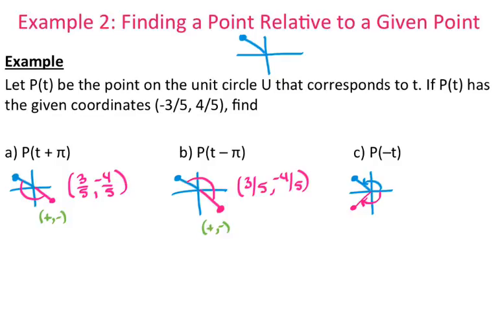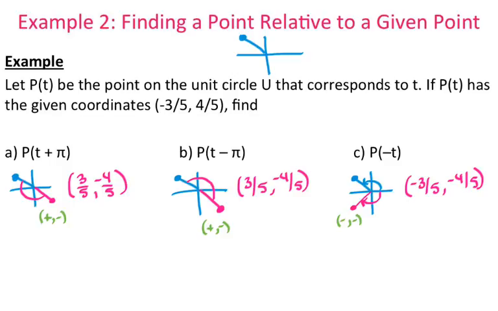So that lands you in the third quadrant. In the third quadrant, both of your coordinates are negative, so I can go ahead and adjust that point accordingly. So now I'm at -3/5 with a -4/5. So it's helpful if you draw your original point and then just do the rotations as they are stated within those parentheses with t.